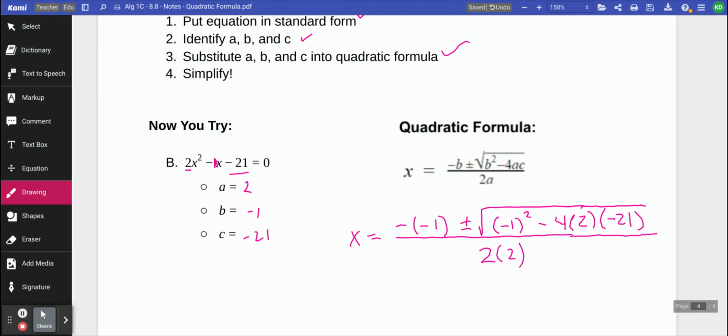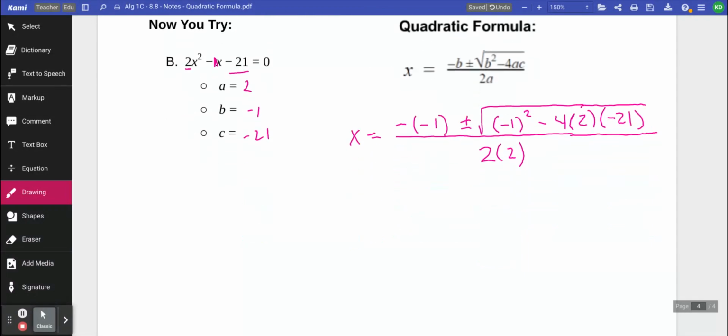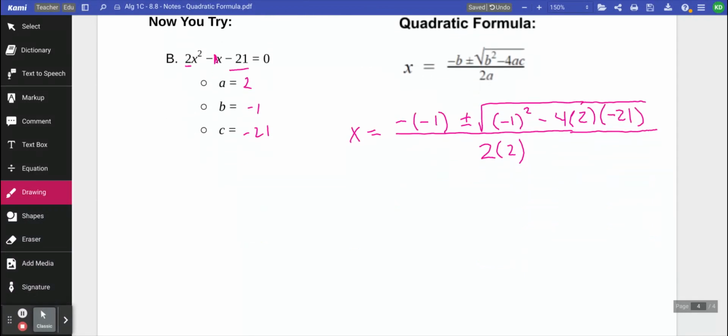Okay, we've done the hard part. Now we have to simplify, so we're going to go one step at a time. So that first part was the opposite of b, so if I see negative, negative 1, that's really just positive 1. Plus or minus, and now we're going to do our exponents and multiplication. So negative 1 squared means negative 1 times negative 1, which is positive 1.